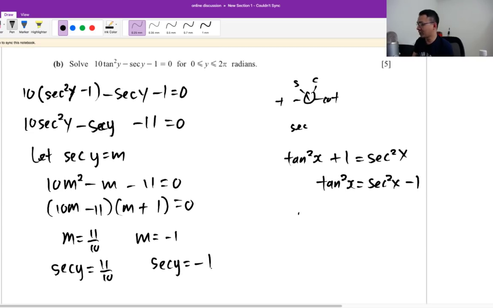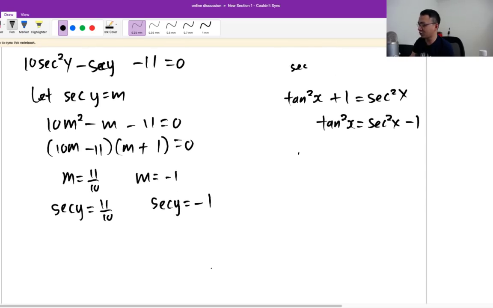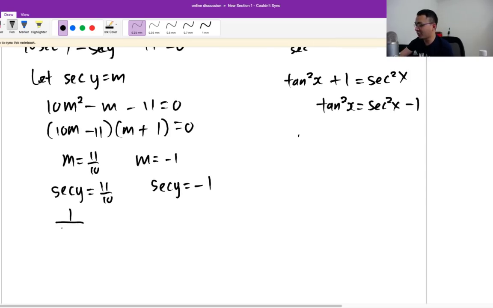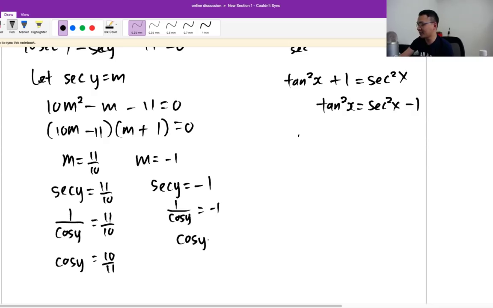And we couldn't solve the secant, right? We need to change it to cos. So this one should be 1 over cos y equals 11 over 10. So cos y, you will get 10 over 11. Then we can find y later. So this one, 1 over cos y is negative 1. So cos y is negative 1. Yeah, negative 1 should be quite easy, right? Cos will get negative 1 at pi. So this one is just pi.